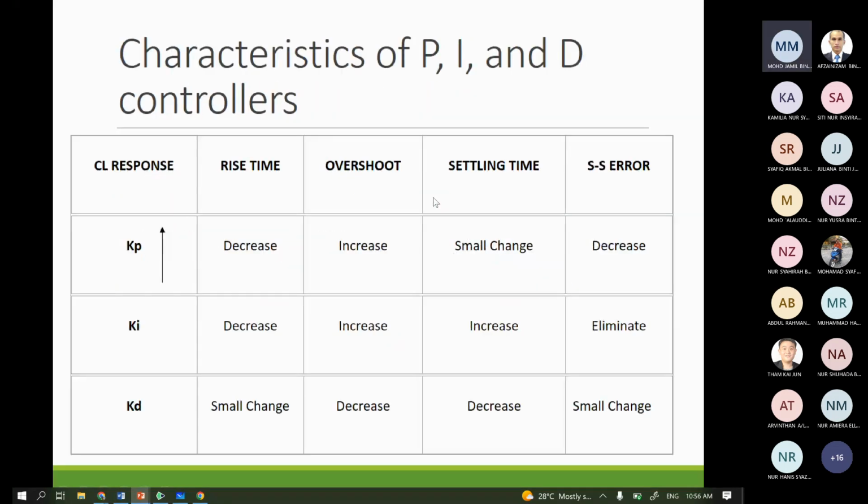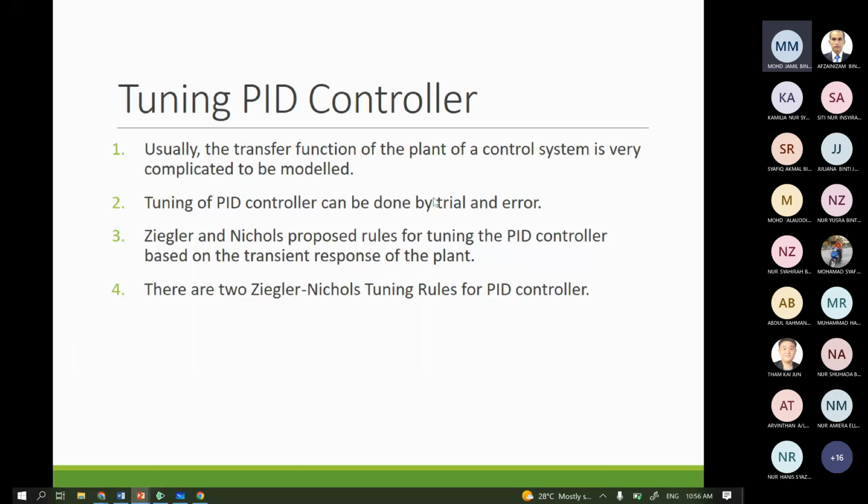How to determine the values of Kp, Ki, and Kd is by tuning the PID controller. Usually the transfer function of the plant of a control system is very complicated. This is similar to last week's compensator: why do we want to design a compensator? Because if we want to improve the system stability, we cannot change the plant. So we need to add something that improves the plant transfer function. This can be done by adding a PID controller, where we need to tune the values of Kp, Ki, and Kd, which can be done by trial and error.